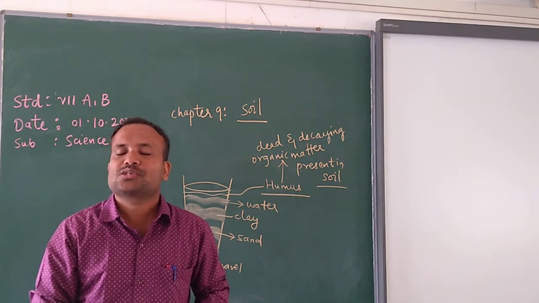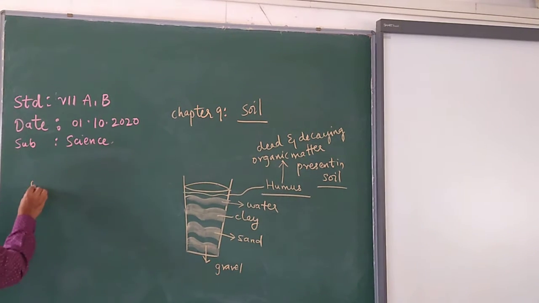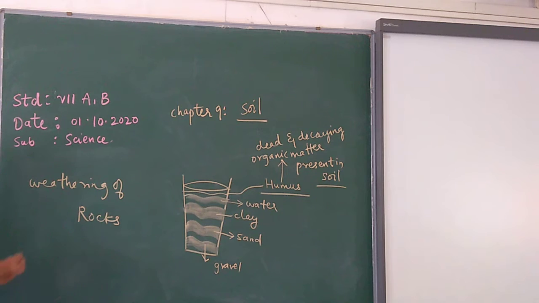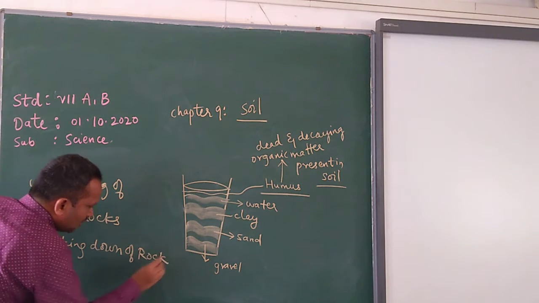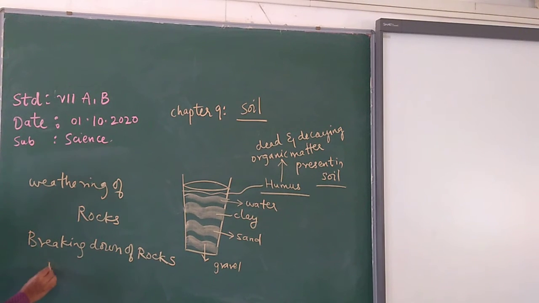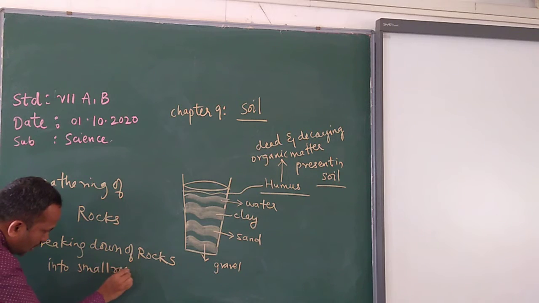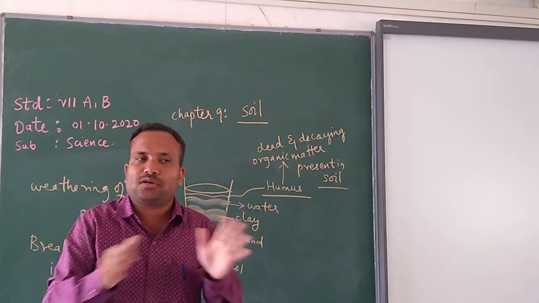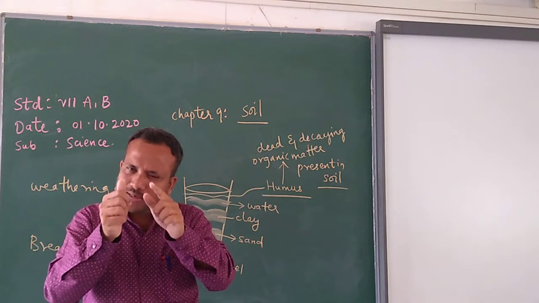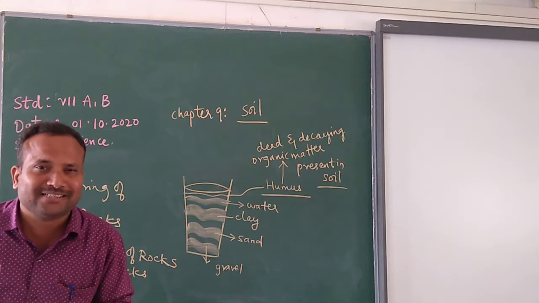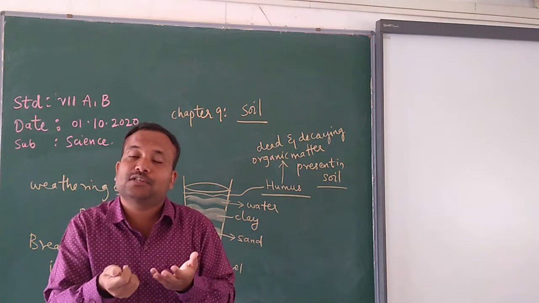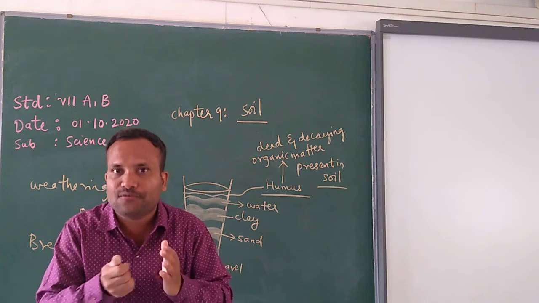Okay, this process was called weathering of rocks. Children, weathering of rocks means what? It is nothing but the breaking down of rocks into small rocks. Further, they were broken down into sand particles. So this process was called weathering of rocks, breaking down of rocks to form sand-like particles. These sand particles were the end product of the breaking down of rocks, the weathering of rocks.